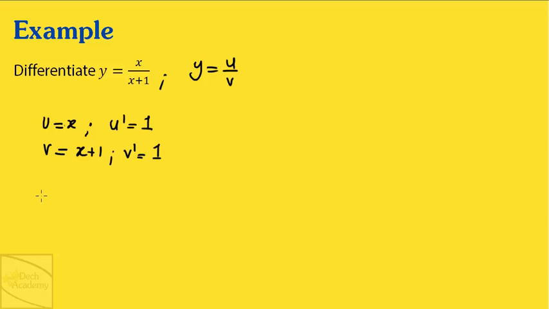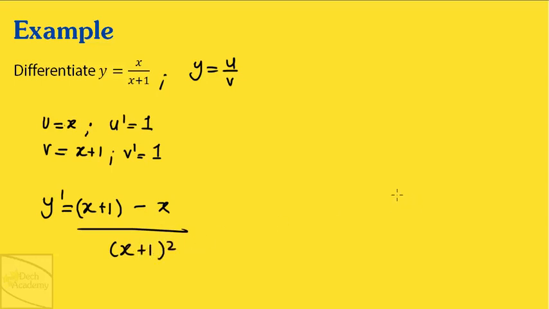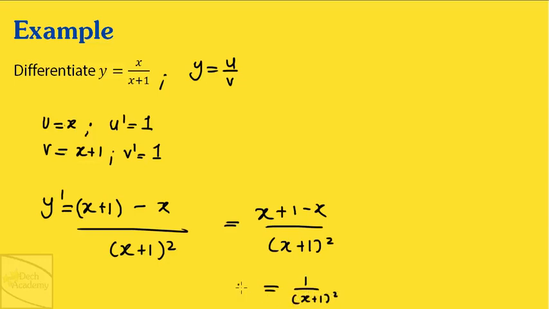So according to the quotient rule, y prime is equal to v times u prime, which is (x + 1) times 1, minus u times v prime, which is x, divided by v squared, which is (x + 1)². This is simply, well, if you drop the bracket, this gives 1 over (x + 1)². So this is dy/dx. And that's just an application of the quotient rule.